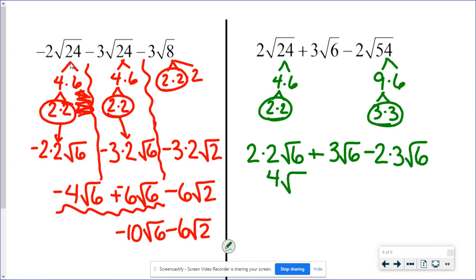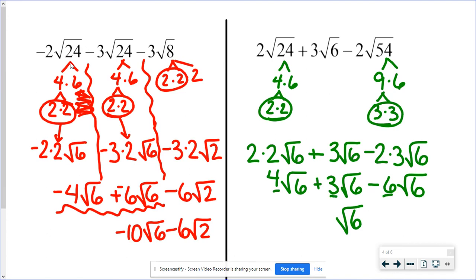So 4 rad 6 plus 3 rad 6 minus 6 rad 6. So 4 of those rad 6s plus 3 of them gives me 7. And then subtract 6 of those 7 rad 6s, I would have 1 rad 6, right? So 4 plus 3 was 7. 7 minus 6 is just going to be 1 rad 6.